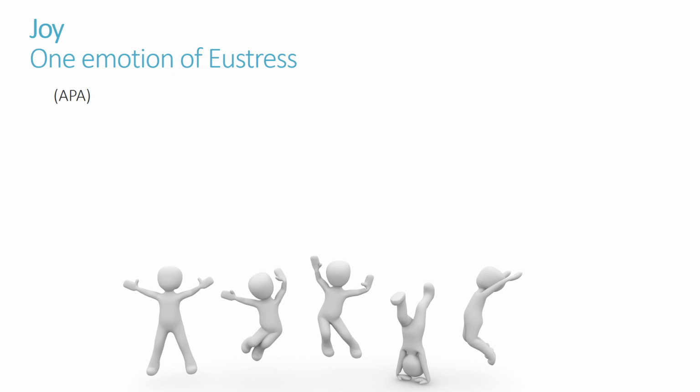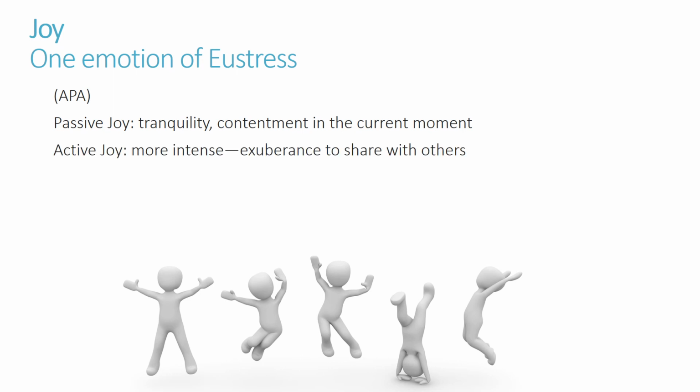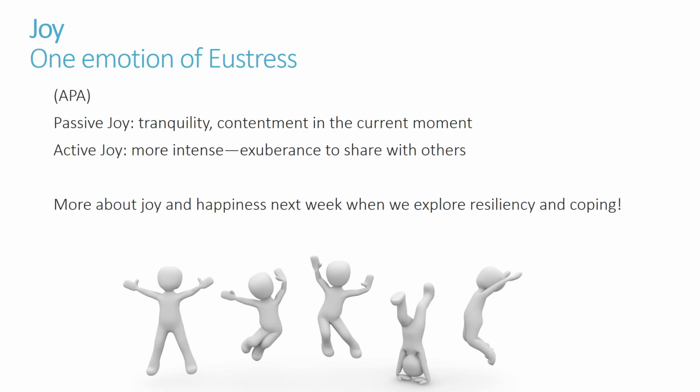We'll end today with the idea of joy. Remember, eustress. That's the beneficial stress. That's the stress that makes us feel challenged, fulfilled, and exhilarated. Well, joy is one emotion of eustress. Passive joy includes feelings of contentment in that current moment. Active joy is more that jubilant, exuberant joy. We'll explore joy and happiness next week when we explore resiliency and coping.